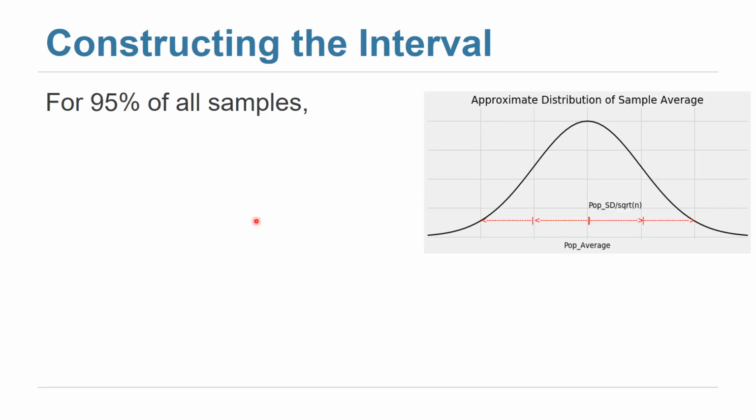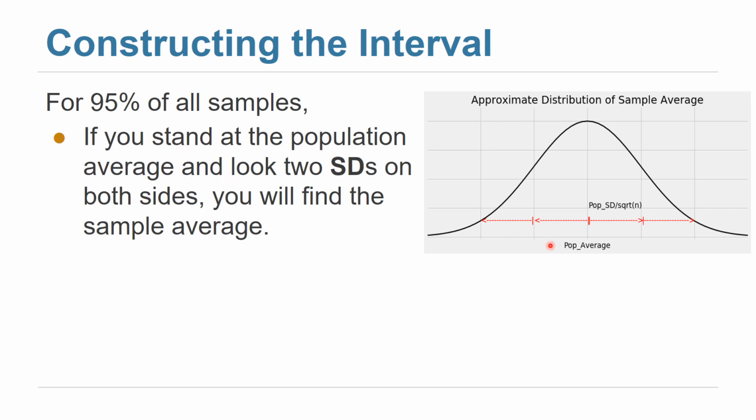Now, to compute the confidence interval, we know that for 95% of all samples, if you stand at the population average and you look 2 standard deviations to the right or 2 standard deviations to the left, you will find somewhere in that range the sample average.